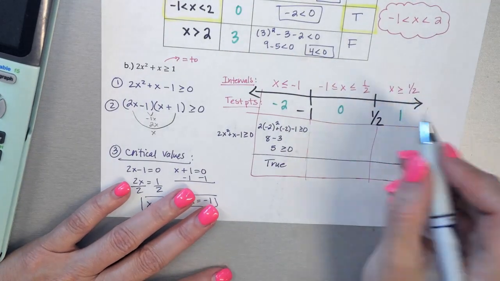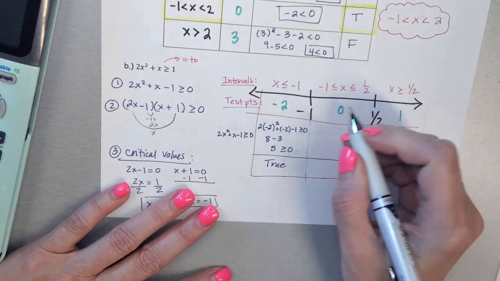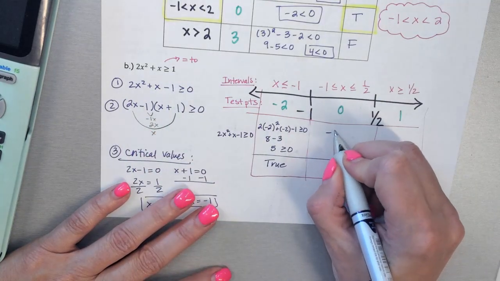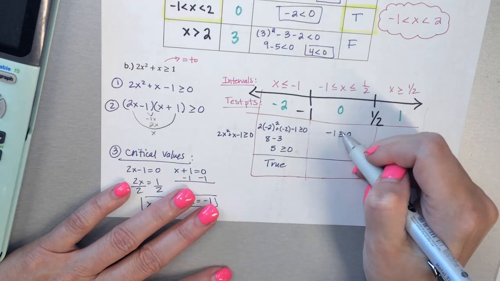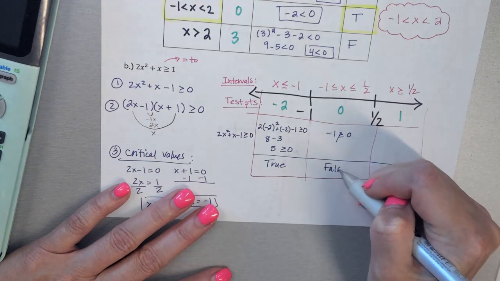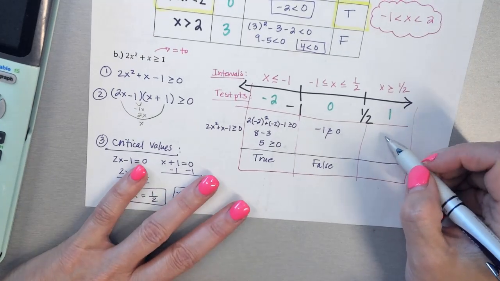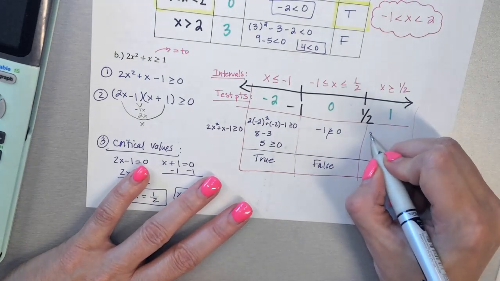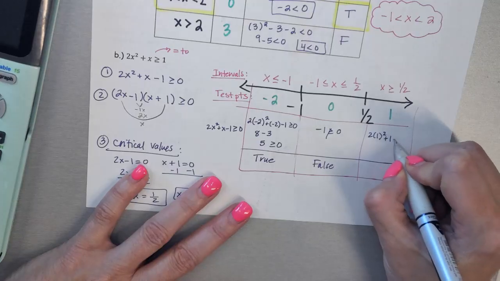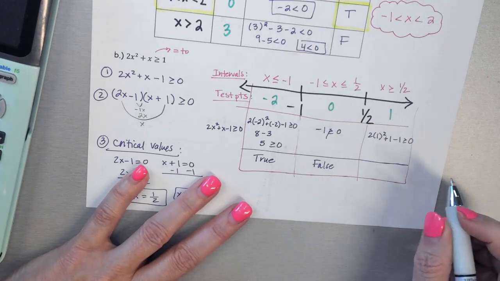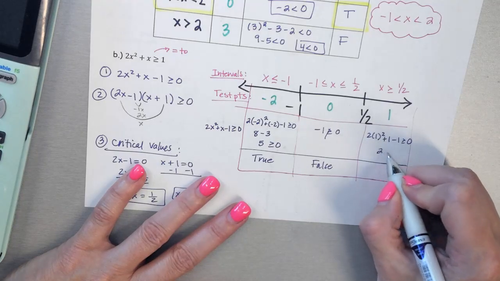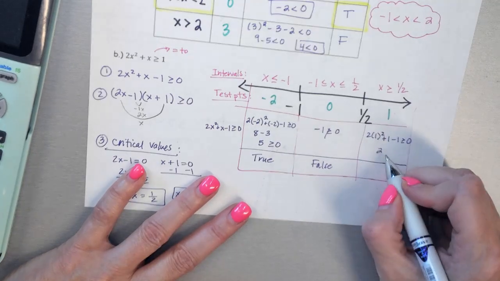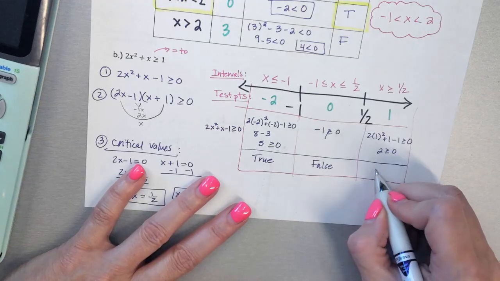When you plug in 0, I told you that if you know this is 0 and this is 0, this is enough for me. Negative 1 is greater than or equal to 0, which of course is false. And then for this one, we plugged in 1. So 2(1) squared, plus 1 minus 1 is greater than or equal to 0. 1 squared is 1. 1 times 2 is 2. 1 minus 1 is going to cancel out, so you get 2 is greater than or equal to 0, which is a true statement.